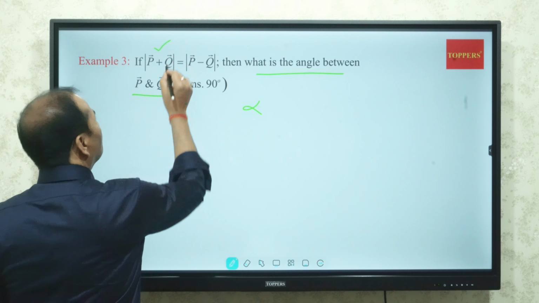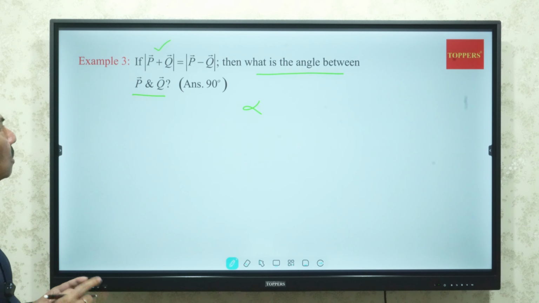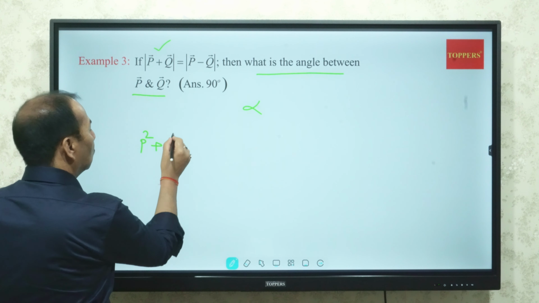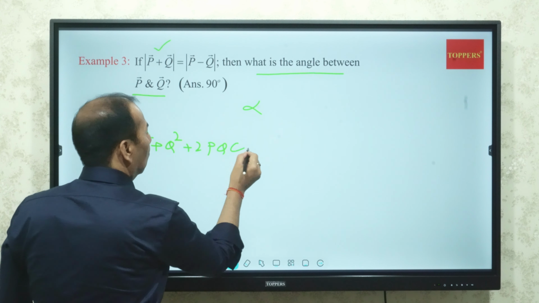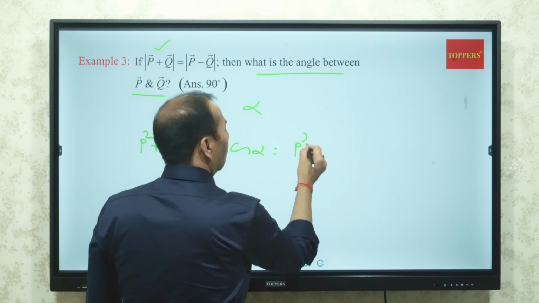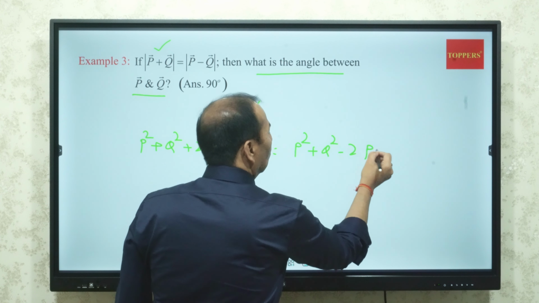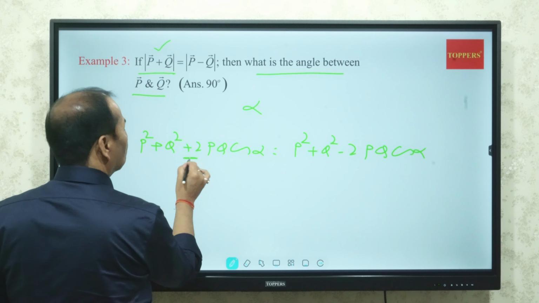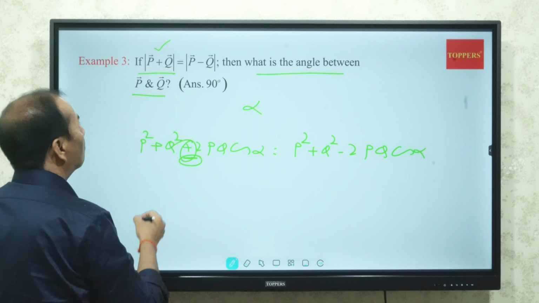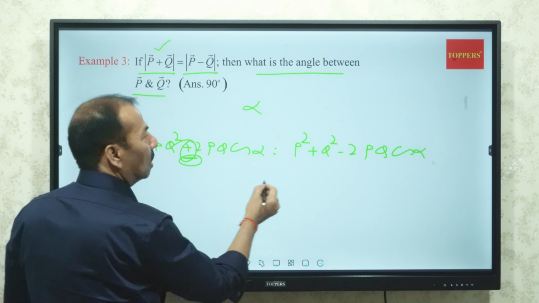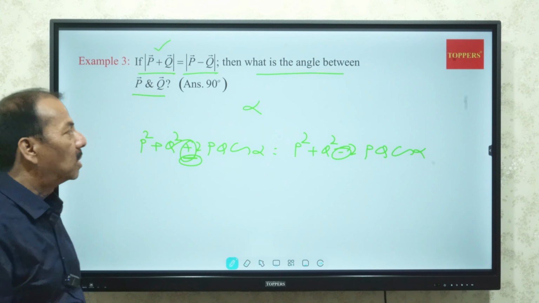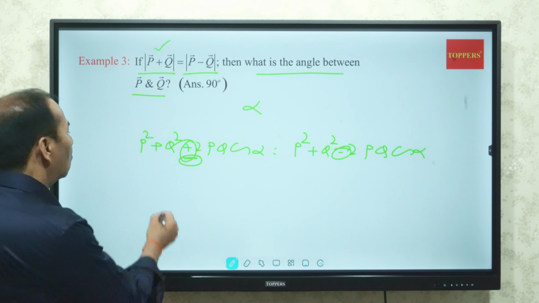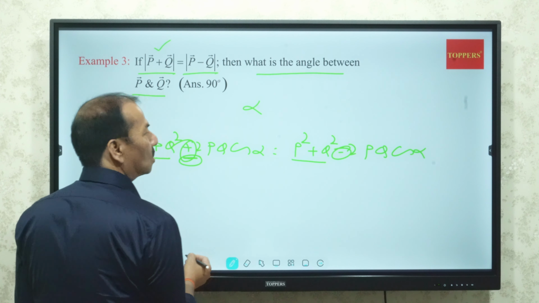So from this equation, mod of p plus q, if you consider squaring both sides, you can write p square plus q square plus twice of pq cos alpha is equal to p square plus q square minus twice of pq cos alpha. Here it is p plus q, so obviously it will be a plus sign, and here it is minus, so you will get the minus sign here. Now simplifying this, p square plus q square gets cancelled on both sides.